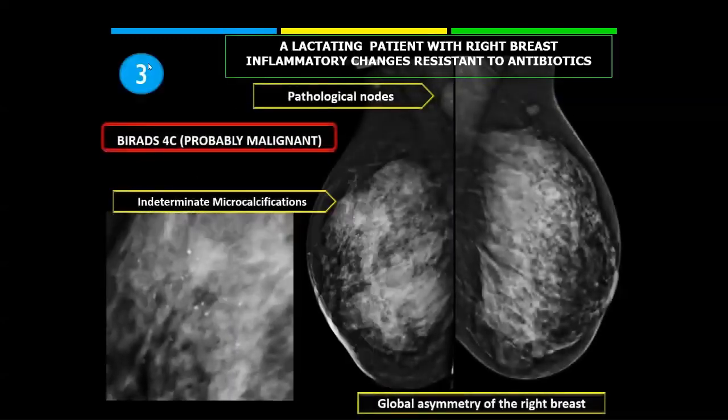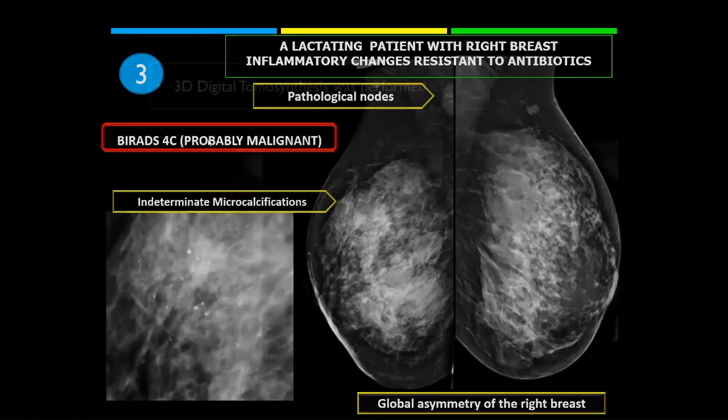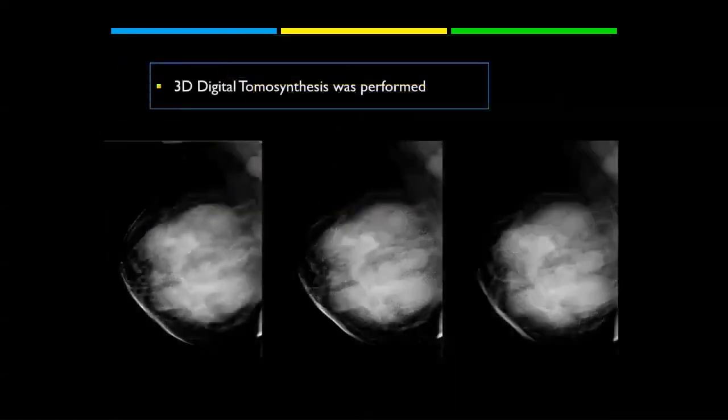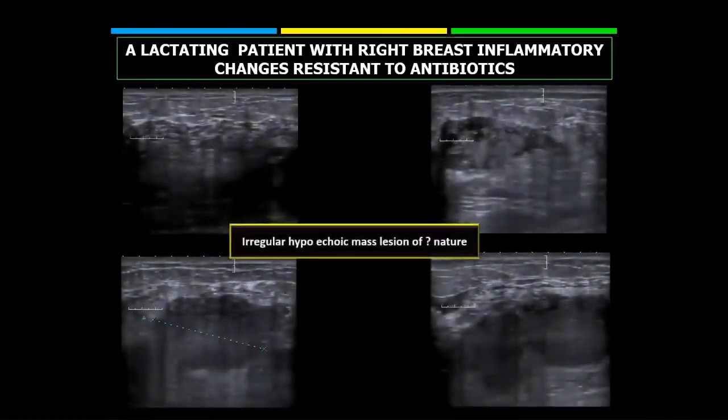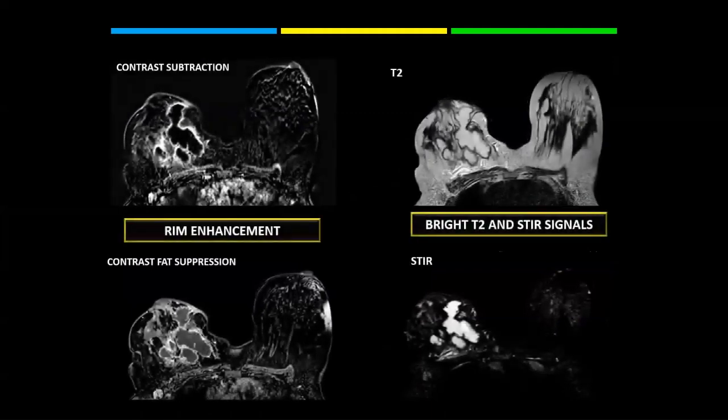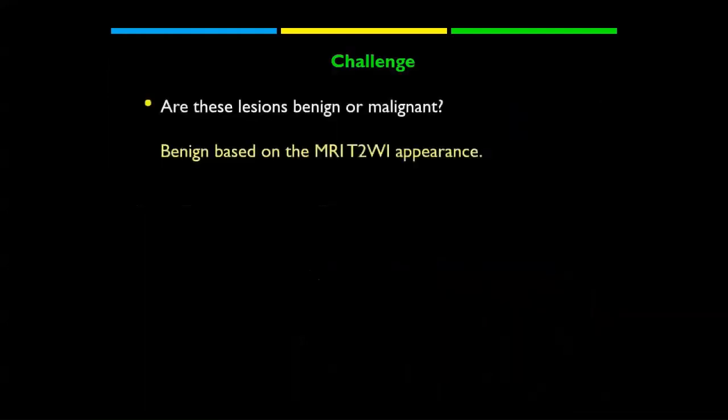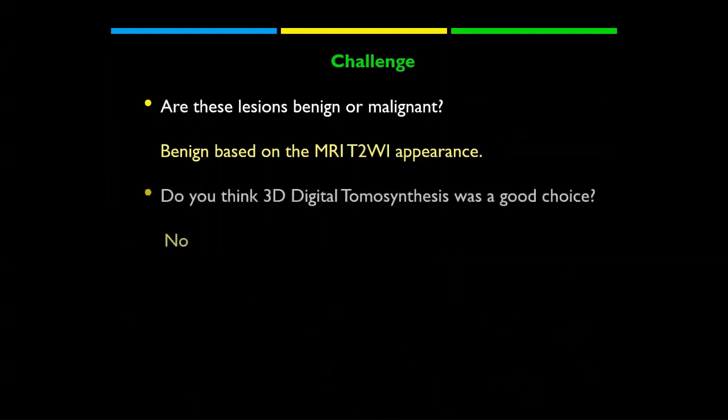This was the third case, who was assigned a BI-RADS 4C, and this was her tomosynthesis. And this was the ultrasound appearance, and this was the MRI. Looking at the MRI, she had rim-enhancing lesions. Looking at the T2 and the STIR, we see that what's inside the rim is bright fluid signal. It is diagnostic that these are multiple abscess cavities and not malignant lesions. So are these lesions benign or malignant? We can say this based on the MRI appearance.